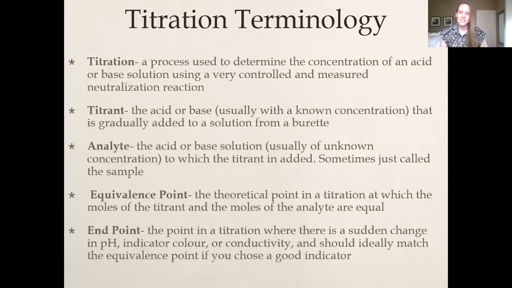The equivalence point is the point in the titration where the moles of the titrant is equal to the moles of the analyte. So essentially where the acid and base moles are equal. The end point is when you have a sudden change in pH as well as indicator color. It should match the equivalence point if you've picked a good indicator. But the equivalence point is like a theoretical point that you would calculate using like mole ratios and looking at titration curves. The end point is when you can like physically see a color change that has happened because of a pH change.